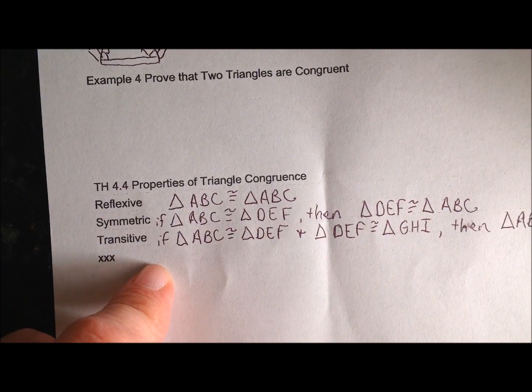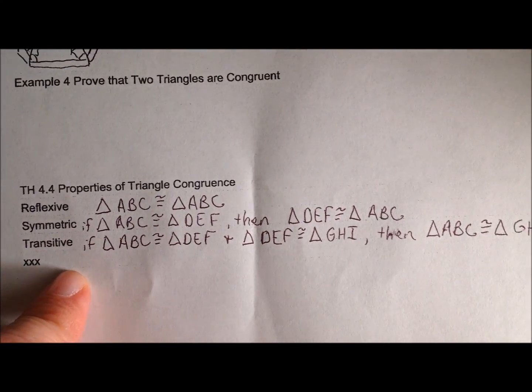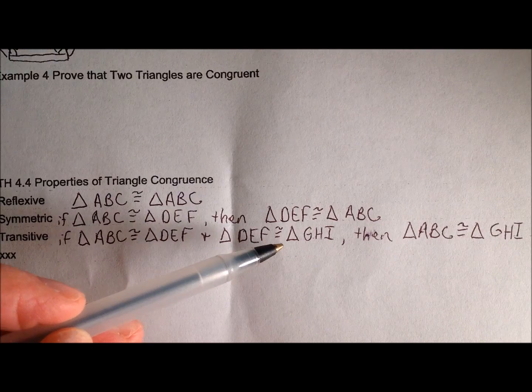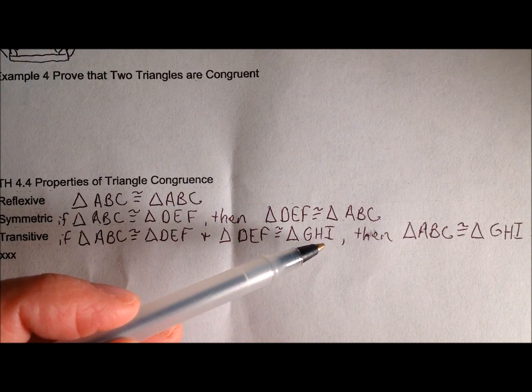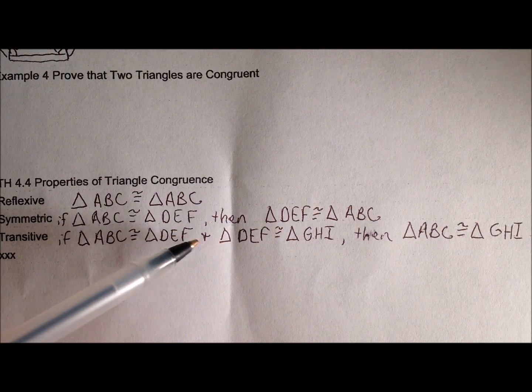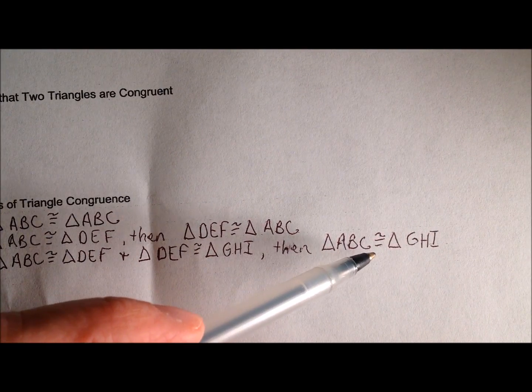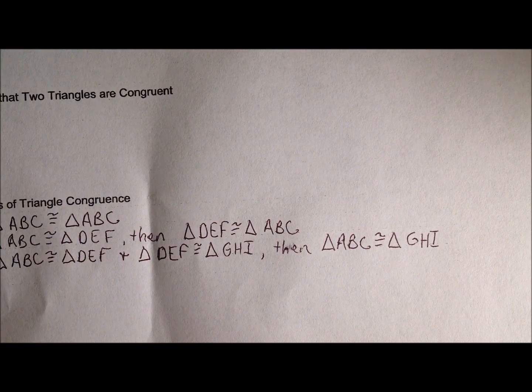And lastly, we have the transitive property. So if triangle ABC is congruent to triangle DEF, and DEF is congruent to triangle GHI, then these two can overlap each other, and you're left with triangle ABC is congruent to triangle GHI.